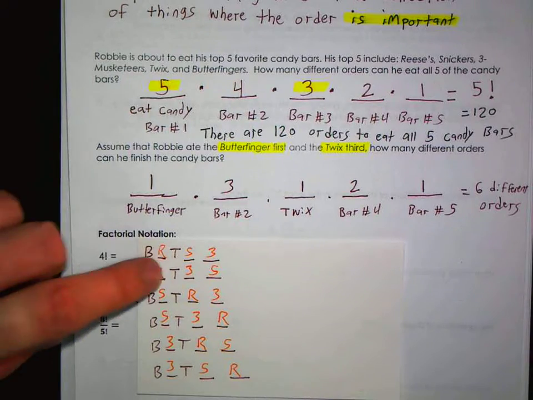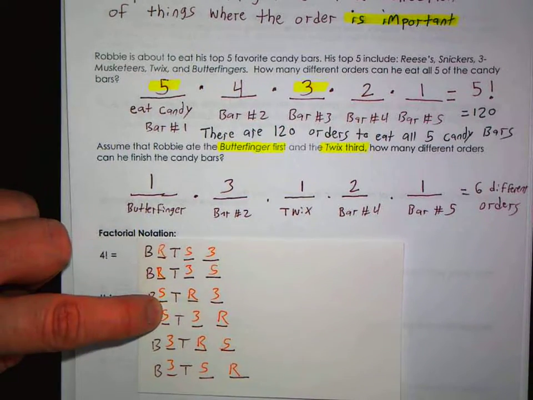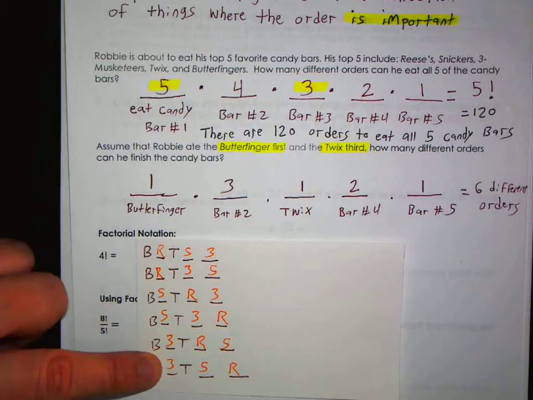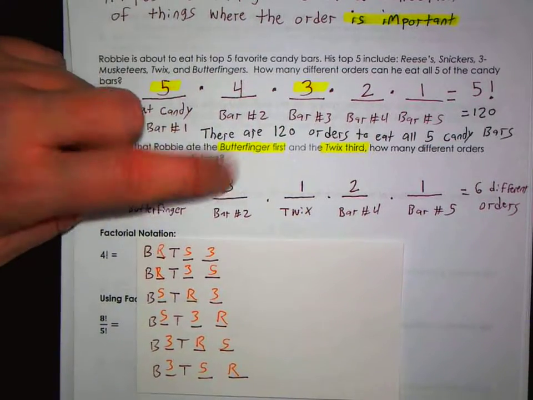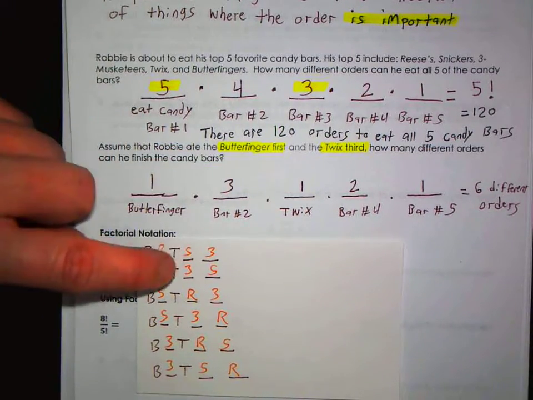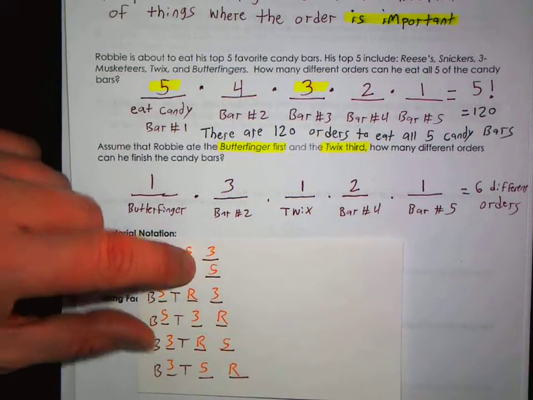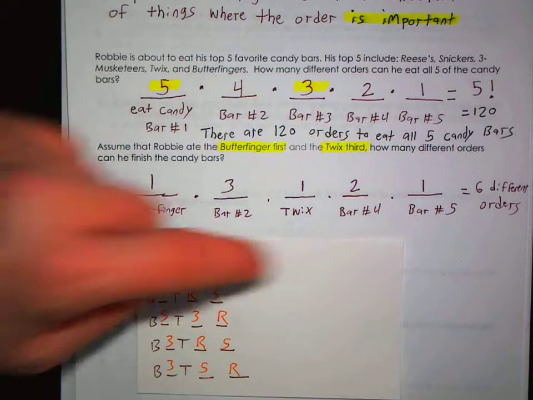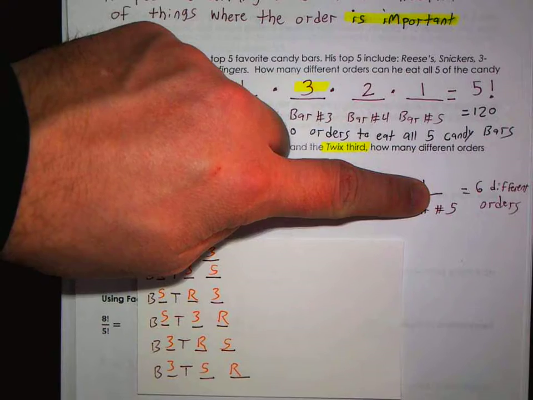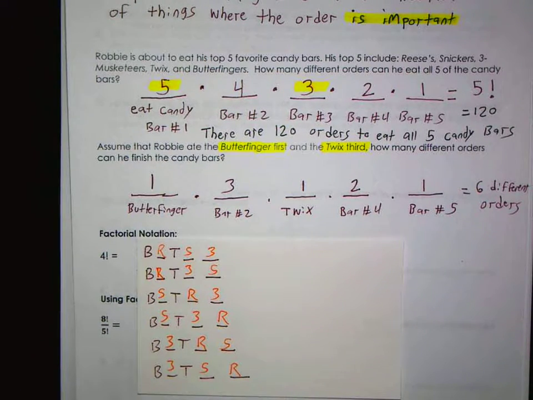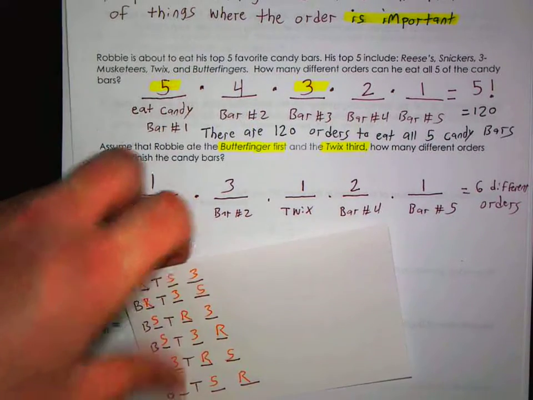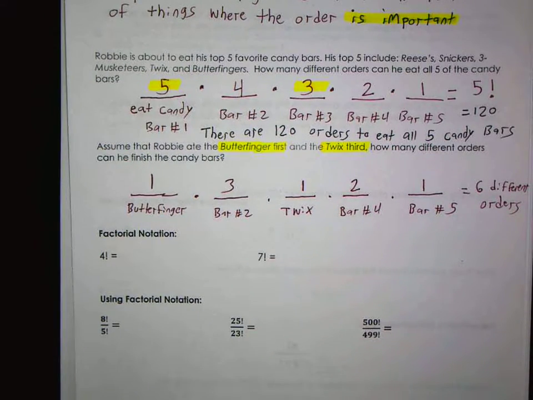Either you eat the Reese's second, the Snickers second, or the Three Musketeers second. There were 3 options, right? And then once you choose one here, now there's only 2 candy bars to pick from here. Go here, and then you just write what's left in the last column. Well, those are all the combinations. I should say permutations, because order matters.